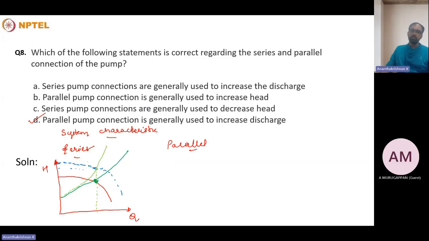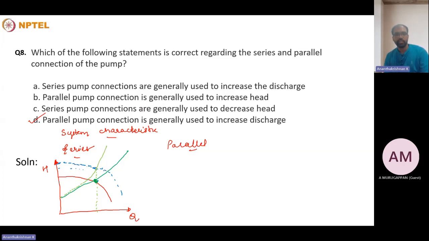So this will be the new headline, and this will be the new system line, and this will be the new operating point. It will be at a higher head at almost the same discharge. So a series of pumps will increase the head at almost a constant discharge.